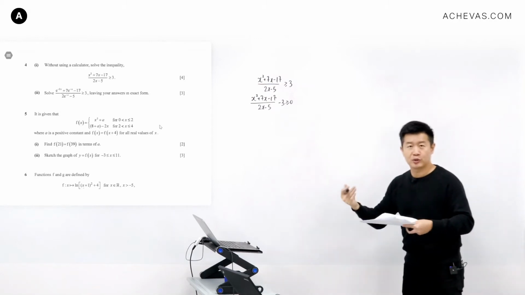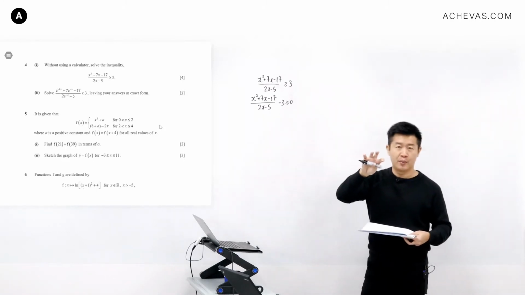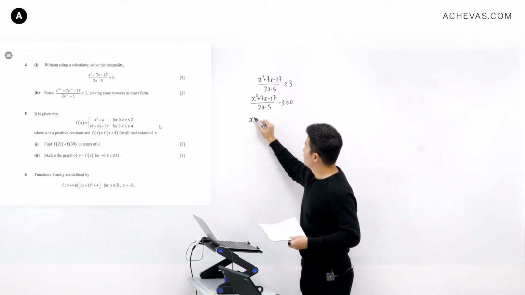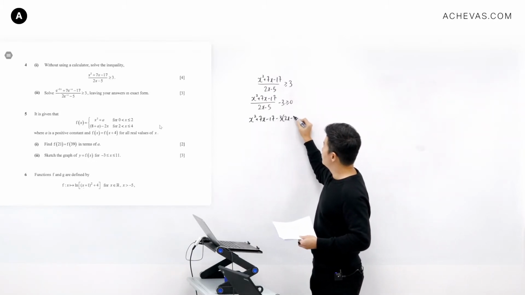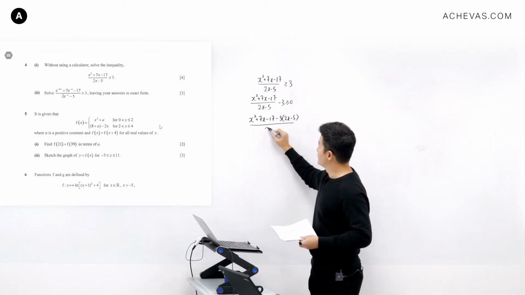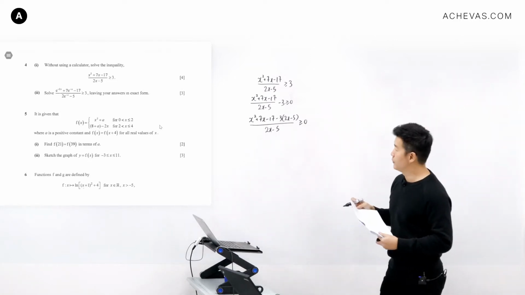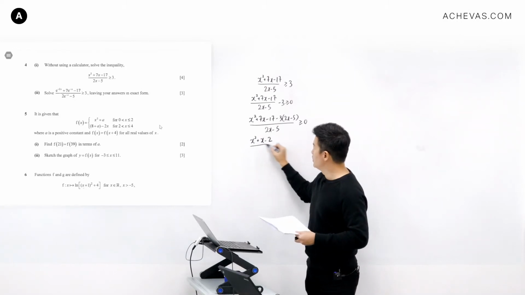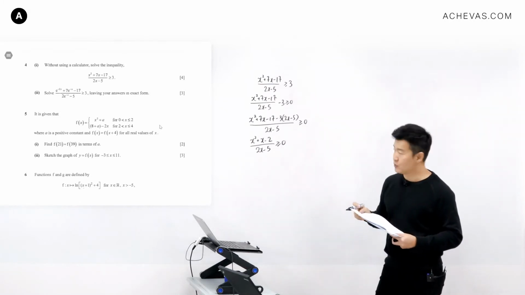I'm going to continue to try to achieve the three things. I've already achieved one. So for the left-hand side, I'm going to try to bring them together into one single fraction, and I'll try to factorize them as much as possible. So I have x squared plus 7x minus 17 minus 3 times 2x minus 5, divided by 2x minus 5, is bigger or equal to 0. And we will have x squared plus x minus 2 divided by 2x minus 5 bigger or equal to 0.